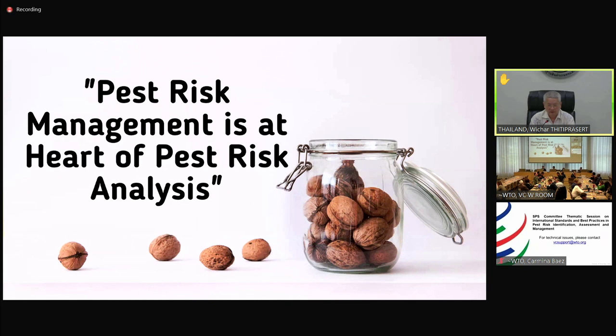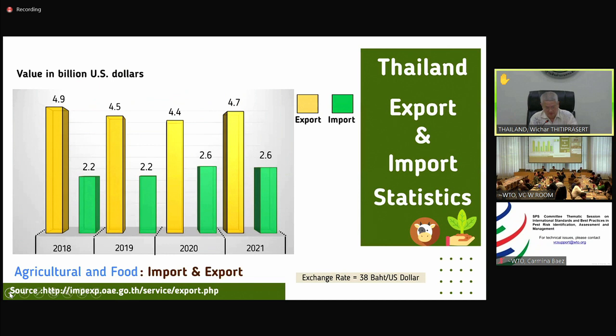Go back to the slide on the statistic. This slide shows the statistics of imported and exported value of agricultural and food products during 2018 and 2021. You can see the average value of both exporting and importing is, let's say, 4.6 and 4.2 billion US dollars, respectively.